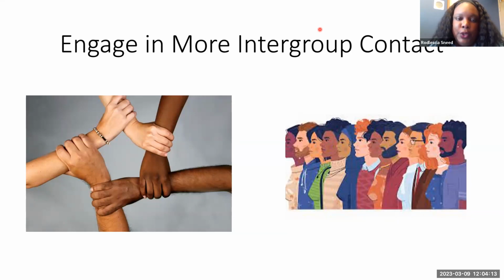Research and studies have shown that when you're around people from different groups more often, you have more empathy for that group, and you have more positive emotions toward that group as a result. And so again, on the individual level, we encourage people to engage in more intergroup contact.